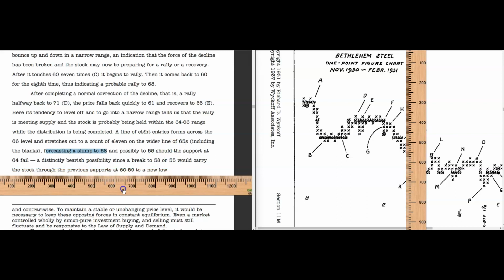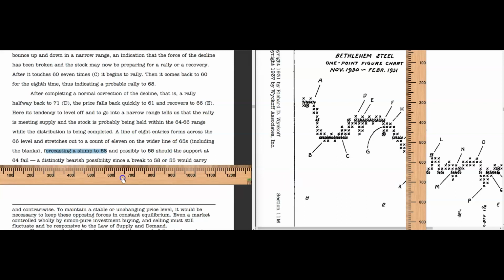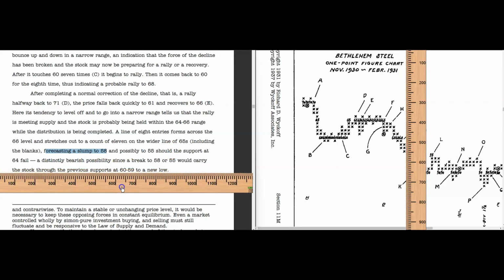All right, so we now know that should the line at 64 fail, it would carry the stock through the previous support at 59 to a new low. All this is saying is that it's going to make a new low. Why? Because obviously 58 is a new low, right? Or 55 is a new low. That's it. Why is it a new low? Because over here, from B to C, if it breaks the low below that, that is 59. So obviously one brick below is 58, right?